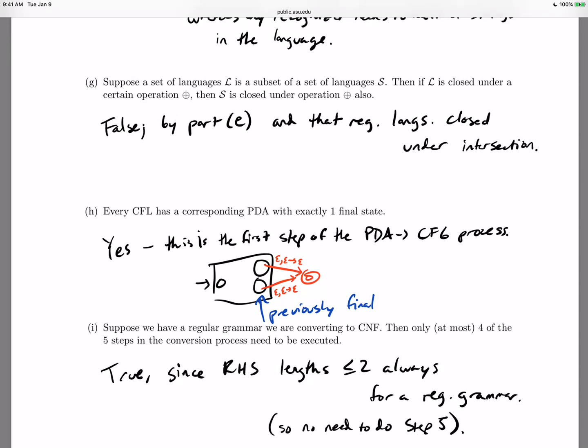G, I was actually concerned about how many people missed this one.